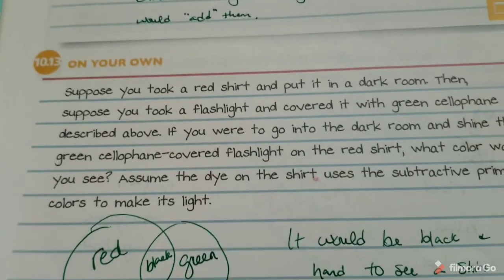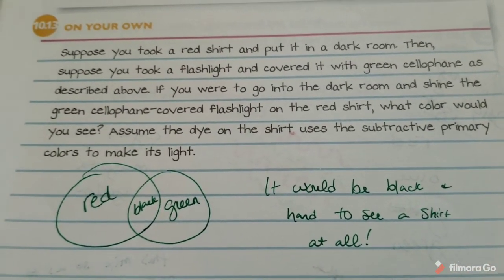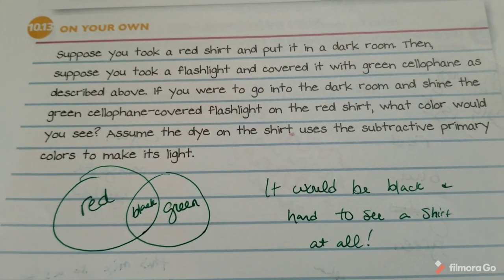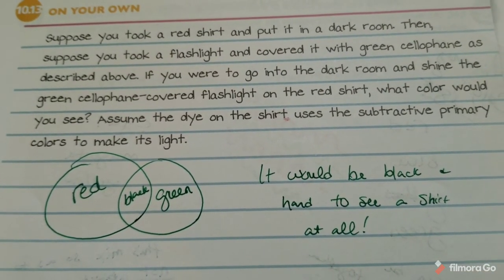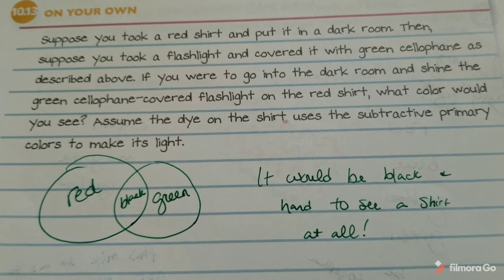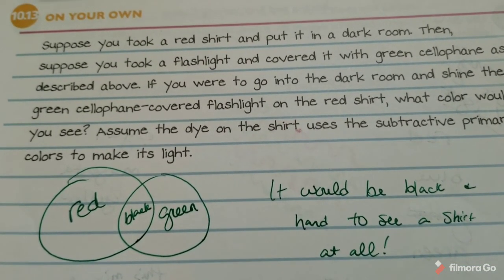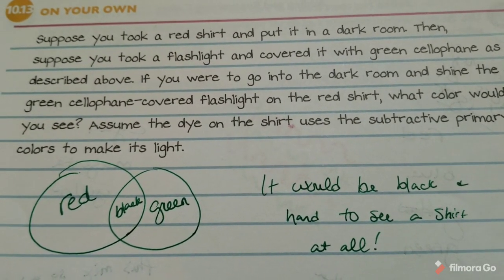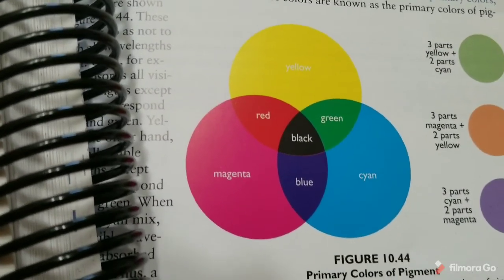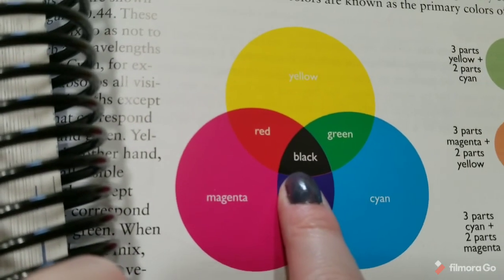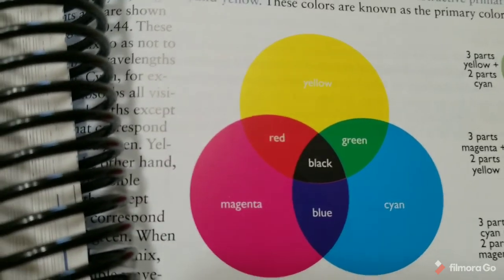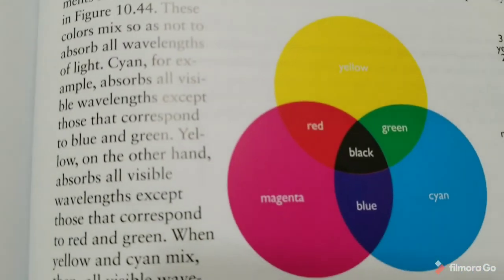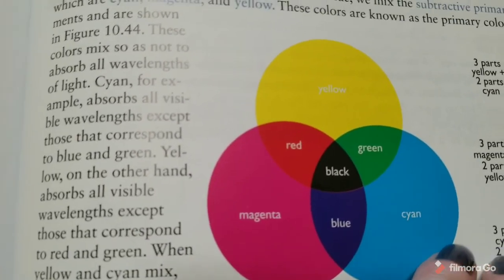Okay, down here we have more of a reflection example. You take a red shirt and put it in a dark room, and a flashlight covered with green cellophane, and you go into the dark room, and what color would you see? The dye on the shirt uses, this is the key here, the subtractive primary colors. Well, if it's subtractive colors, we go over to this right here, and we've got red and green combining to make black, and that is the answer right there. We would see black, we'd hardly even see the shirt at all because of that. So that's the answer to that, and I hope you enjoyed learning about the amazing miracle of the eye.